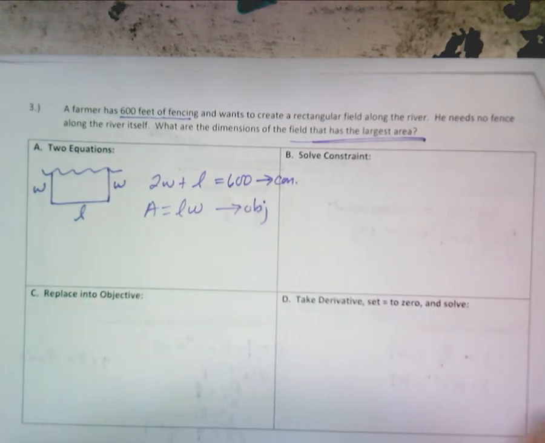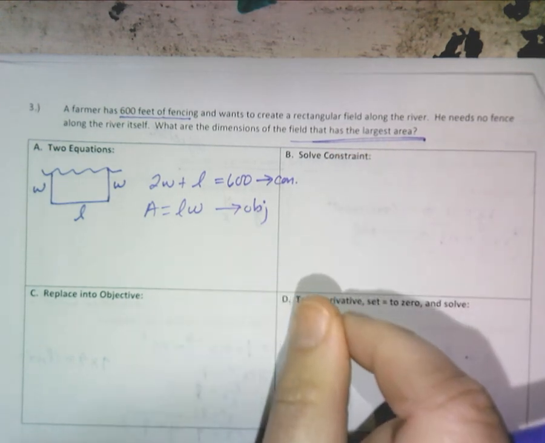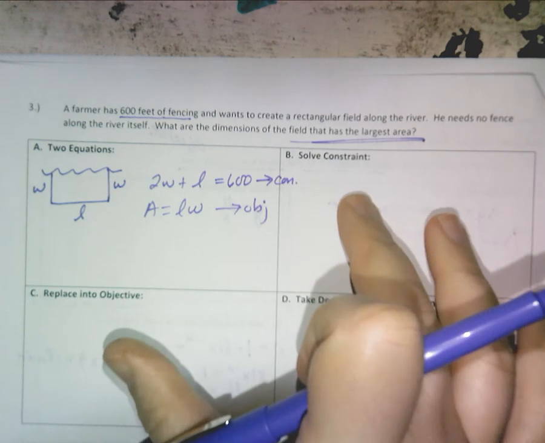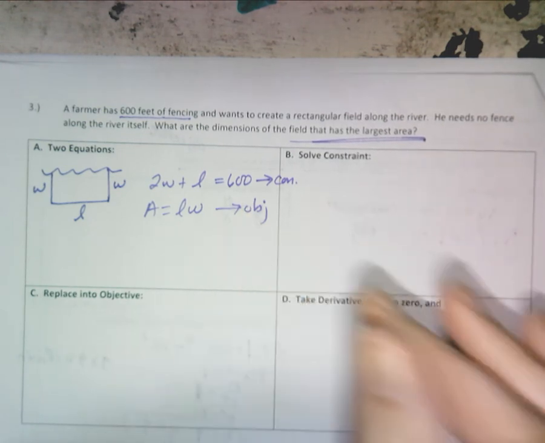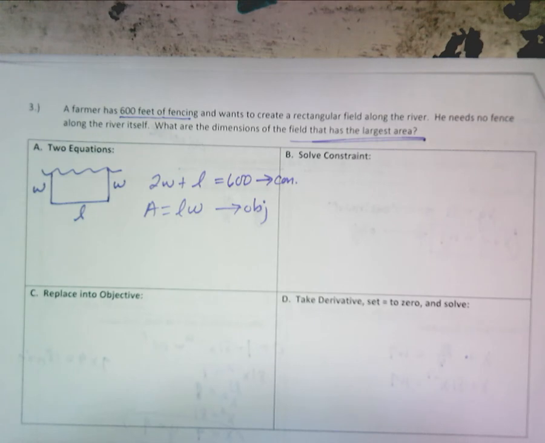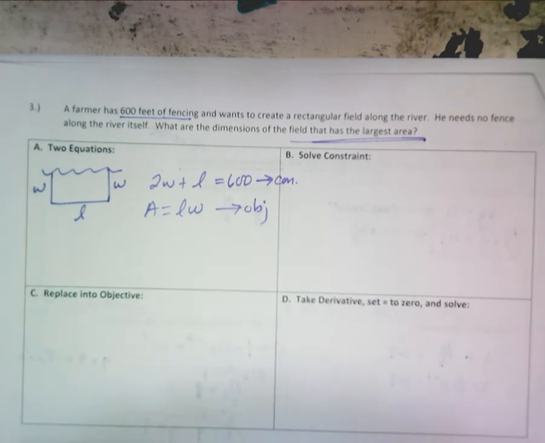All right, so solve this constraint for a variable. I'm going to give you a minute to do this, B, C, and see if you can do D. Solve the constraint for a variable. Obviously, which variable would you choose? L. Replace it into the objective. Take derivative, set it equal to 0, and solve.